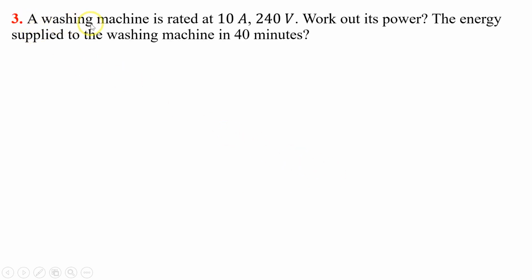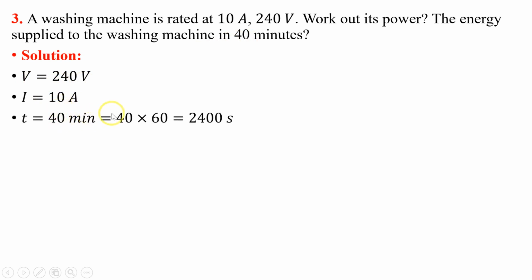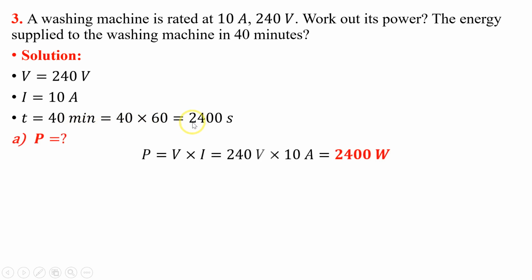Question number 3: a washing machine is rated at 10 ampere, 240 volt. Work out its power. The energy is supplied to the washing machine in 40 minutes. First of all, we have voltage of 240 volt, current of 10 ampere, and time given as 40 minutes, which is almost 2400 seconds. We need to find the power. We know that power is a product of voltage and current. We simply do the calculation and the power comes out to be 2400 watt.